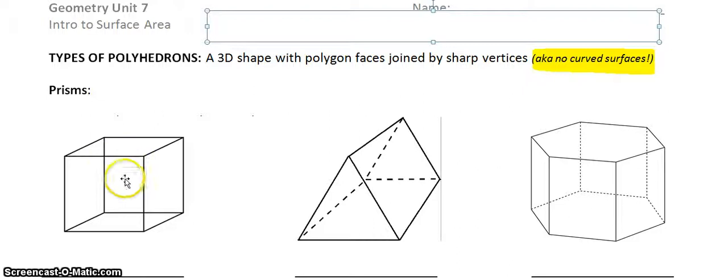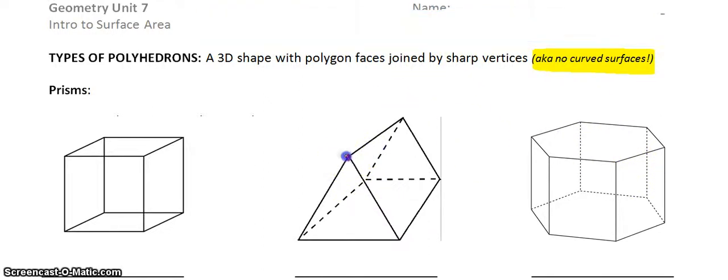So these are some examples of polyhedrons. None of them have any curves or circles. They're joined by polygons, so like this one has squares, you see triangles, I see a hexagon. They have sharp vertices, which a vertex is just where two sides meet. When it says it's sharp, it means there's like an angle there. It's not curved. Those are polyhedrons.